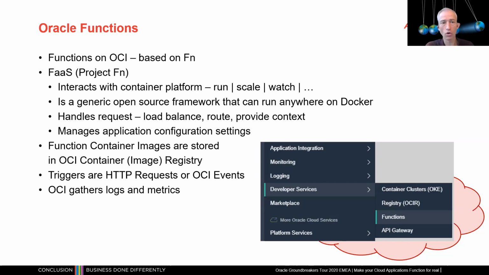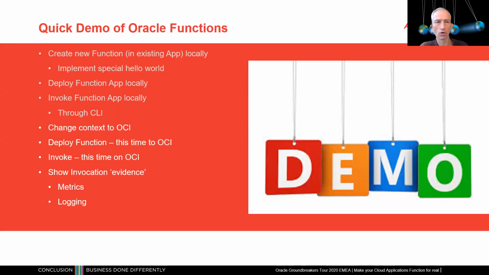OCI handles requests, and OCI provides additional PaaS facilities for operations like monitoring and logging, and we'll talk about that in a moment. The function container images on OCI are stored in the OCI container registry. Triggers for function execution can be an HTTP request or an event on OCI, more about that, and I mentioned monitoring and logging. So hopefully I can make life a little bit better than in my previous attempt at the demo.